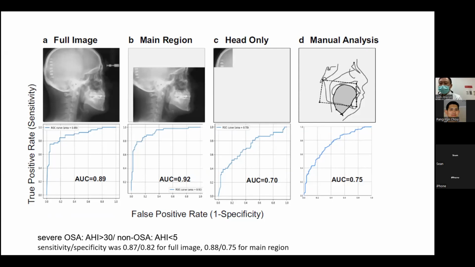have a full group of input data, and for manual analysis the input data include the measurements like SNA, SNB, ANB angle, or the distance between hyoid bone and mandible, and those scalars will be used as the input. Okay, that means manual analysis. Yes. So only linear and angulation measurements, right? Yes.